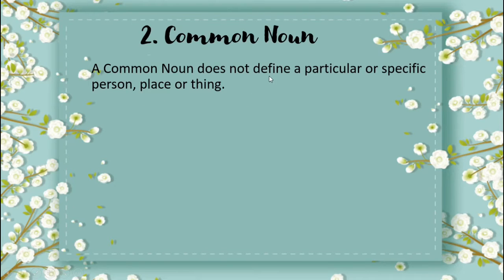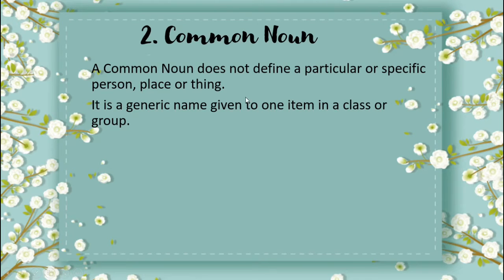Let's now move on to the second type of nouns, that is the common nouns. A common noun does not define a particular or specific person, place, or thing, just like the proper noun does. It is a generic name given to one item in a class or group. For example, birds, trees, cats, and dogs, etc.